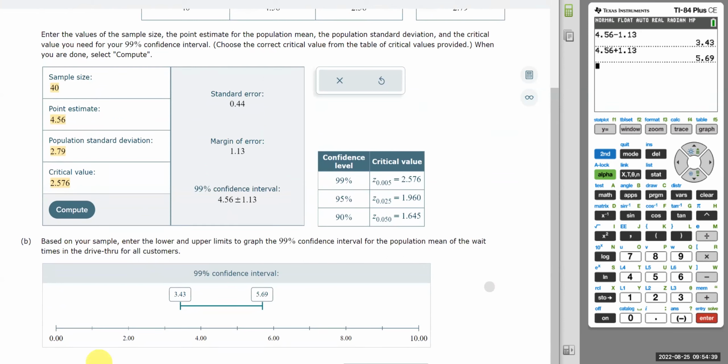However, let me just summarize. Based on this sample, I'm 99% confident that the true mean wait time for all customers, so I believe that the population mean wait time for all customers is somewhere between 3.43 minutes and 5.69 minutes. I am 99% confident in that result. So it's possible that the actual value is outside of that interval, but I'm 99% confident that I have created an interval that contains the true mean.